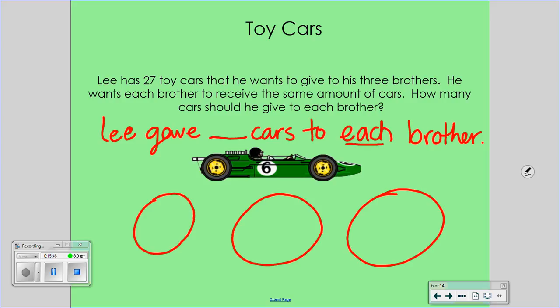Alright, now we can start dealing out my cards. 1 for you, 1 for you, 1 for you. How many cards have I given out so far? 3. I've given out 3 cards, 1 for each brother. Am I done? No. He has 27 to give. Did he want to keep any of those? No. He's giving 27 cards to his brothers, and he's not keeping any. So we need to get rid of all 27.